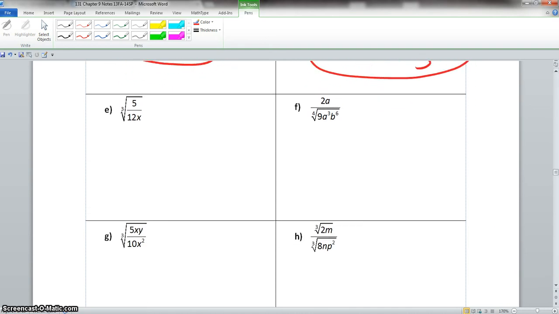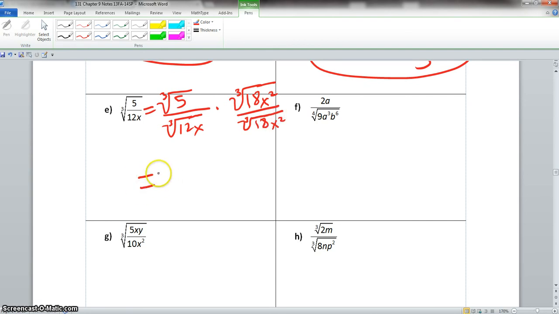Now we scroll down here to E and F. Now for E, we have the cube root of 5 over 12x. So now we will break this up as the cube root of 5 over the cube root of 12x. Now, first of all, we could break that up to the cube root of 18x squared that we will multiply our numerator and denominator by.